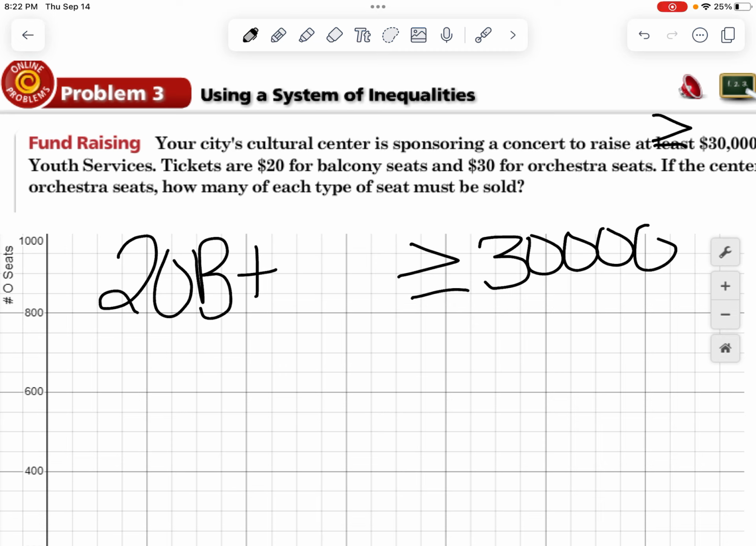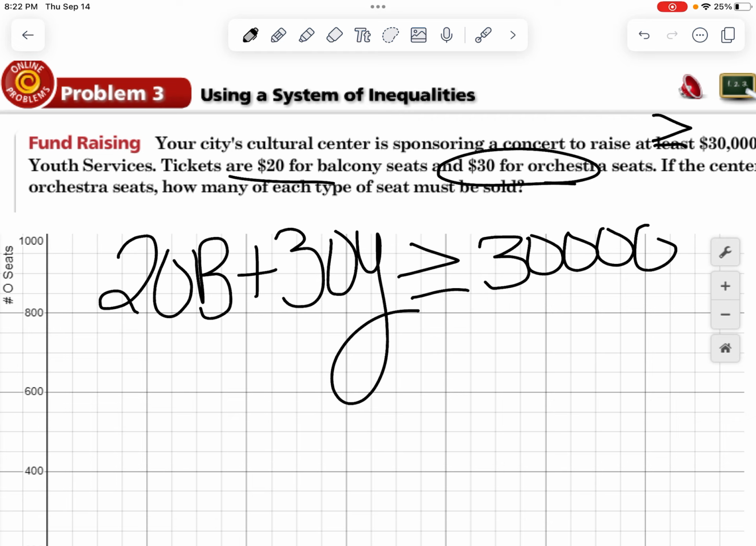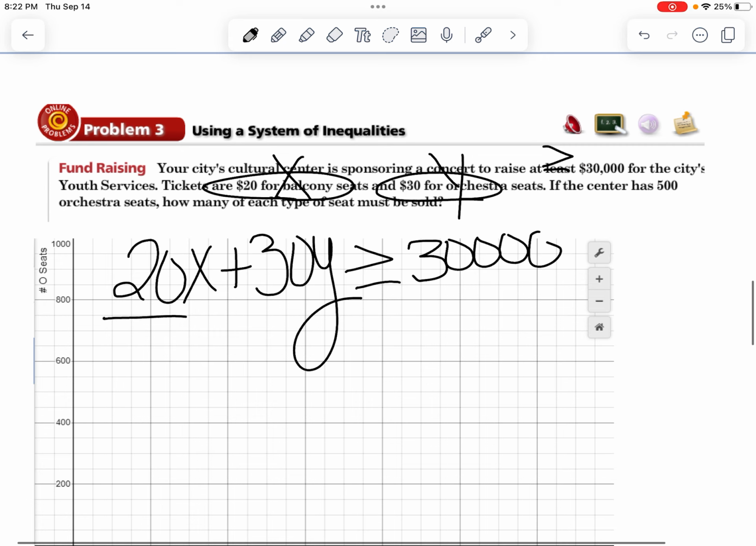$20 for a balcony seat and $30 for an orchestra seat. Now, I'm not going to use an O. I'm going to use a Y because if I use an O, it's going to look funny. So I bet you guys are probably wanting me to use an X if I use a Y there. Okay, so balcony seats, orchestra seats. So these are all prices, which is how I knew they went with the 30,000, because the 30,000 is the money we need to raise.